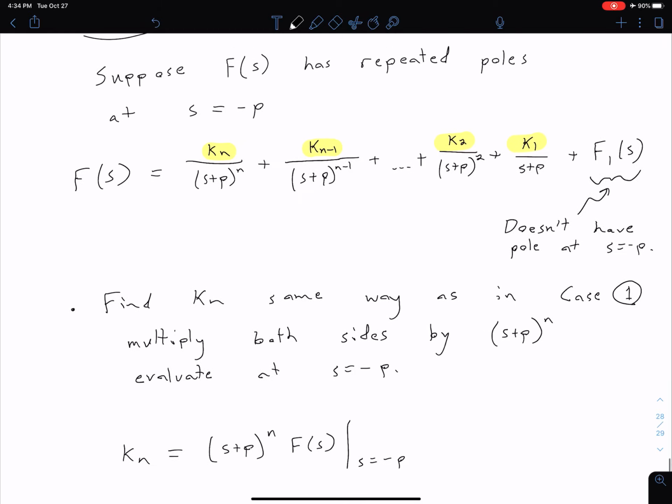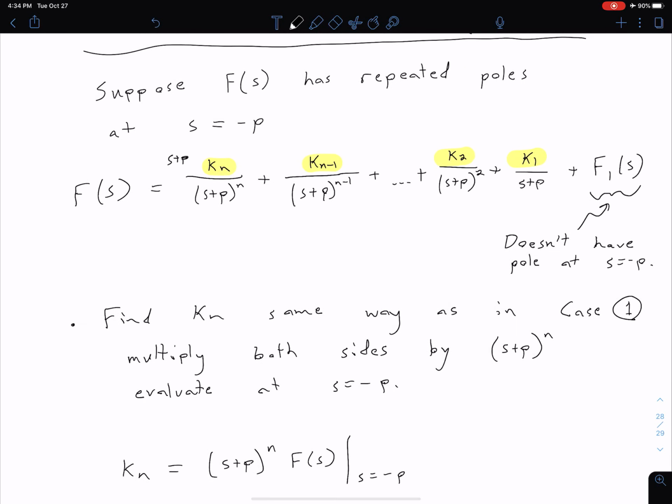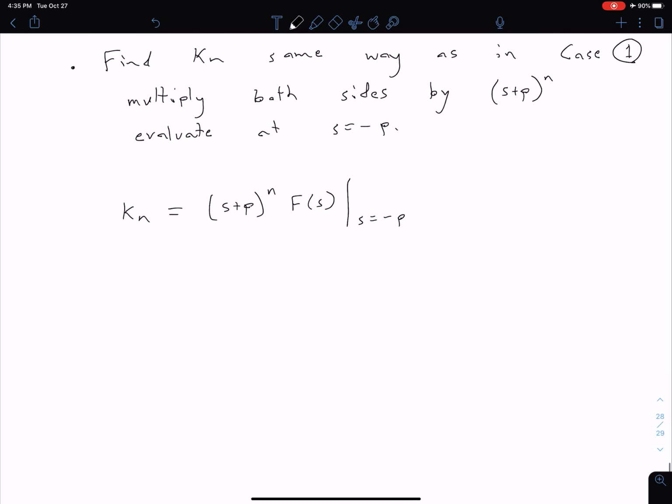As we're multiplying both sides, we have an (s plus p) to the power of n, which is going to cancel out here and here. It cancels out all but one, so we'll still be left with an (s plus p) in the numerator, such that it is going to go to 0 when we evaluate at negative p. That's going to be true for all of these terms that have a pole at p as well. In that sense, this is the same approach that we took when dealing with case 1.